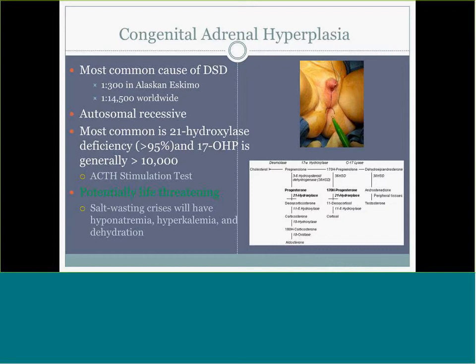So anytime you see a 46XX that's virilized, you have to make sure that at birth we rule this out, and this we can rule out antepartum now too.